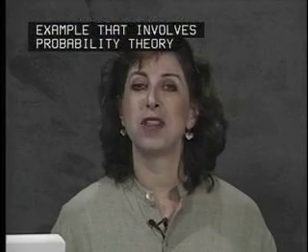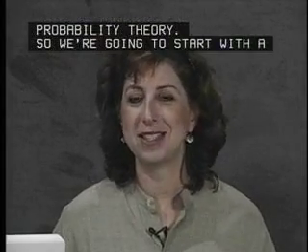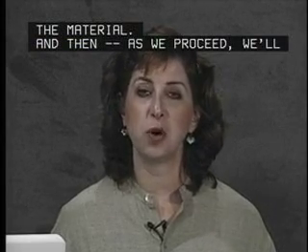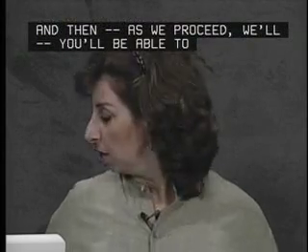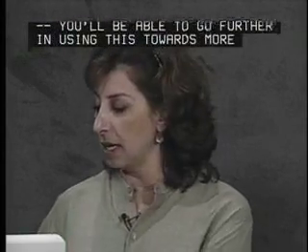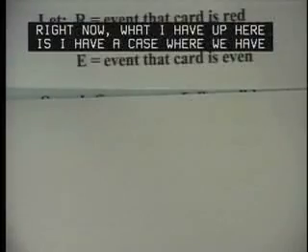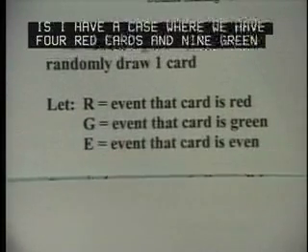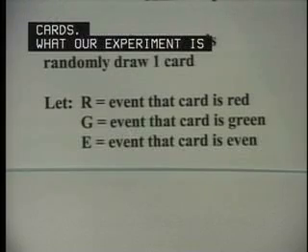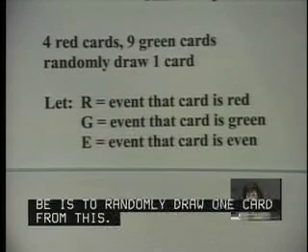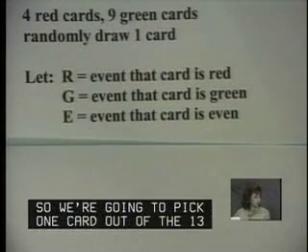So we're going to start with a really boring example because this is an easy way to learn the material. And then as we proceed, you'll go a little bit further in being able to use this towards more complicated cases. So right now what I have up here is a case where we have 4 red cards and 9 green cards. And our experiment is going to be to randomly draw 1 card from this. So we're going to pick 1 card out of the 13 cards here. And I'm going to record some events.